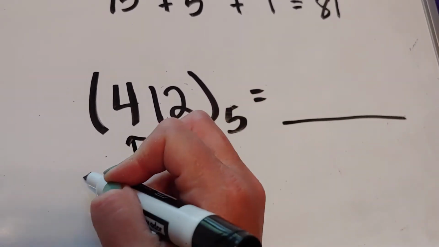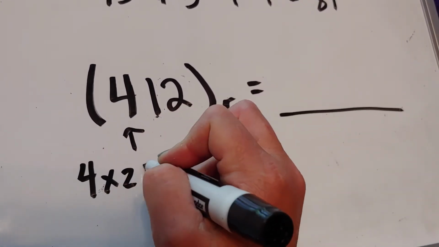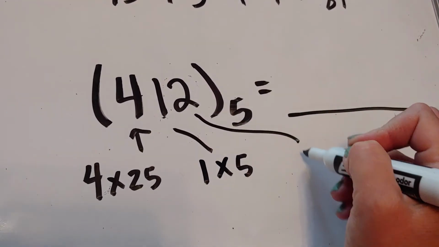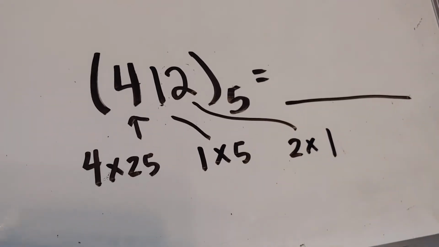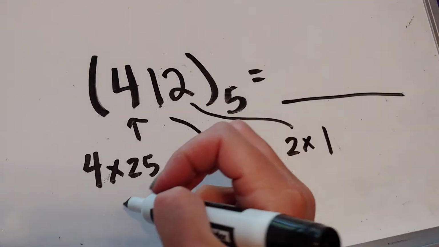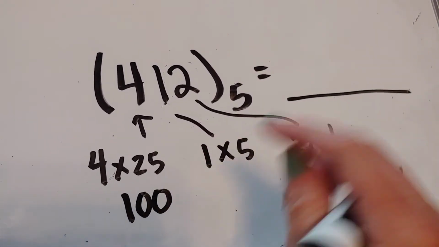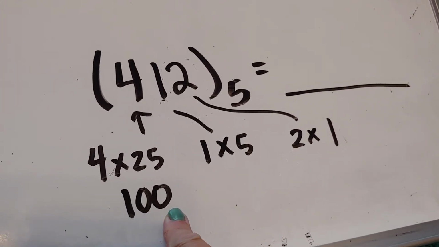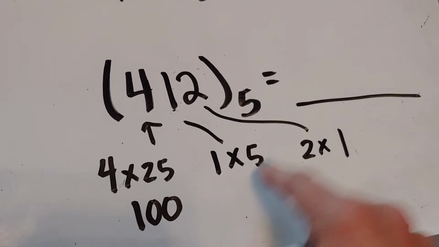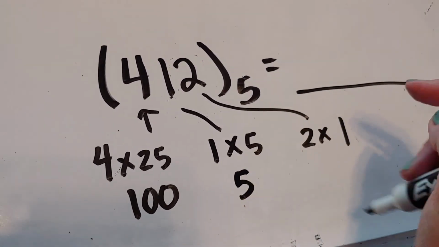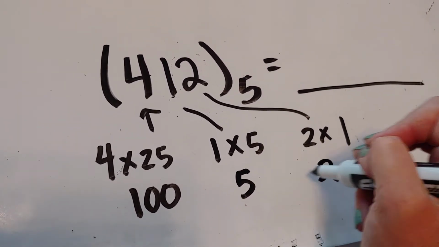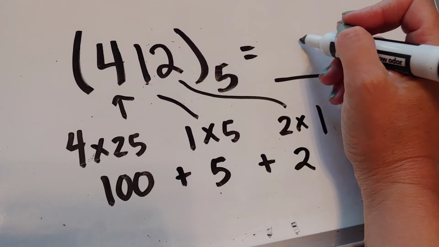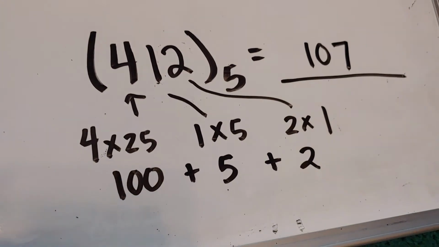So this is 4 quarters, 1 nickel, and 2 pennies. 4 quarters, that's $1, but we're going to write it as 100. Okay, so that's very important. We want to write it as 100. 1 times 5 is 5, and 2 times 1 is 2. So if I add 100 plus 5 plus 2, that is 107 in base 10.